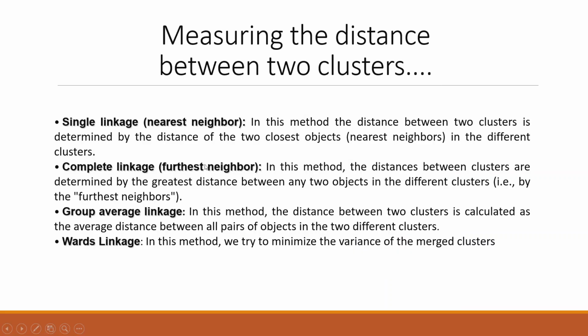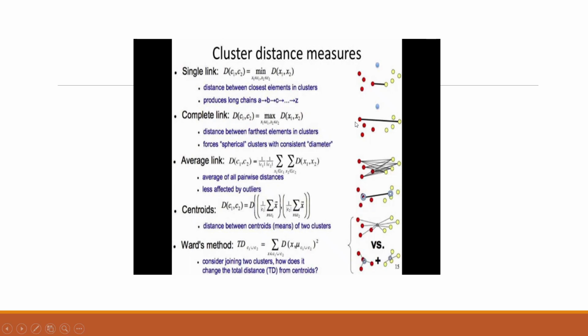Second method, complete linkage, or furthest neighbor. In this method, the distance between clusters is determined by the greatest distance between any two objects in the different clusters. So the farthest points in both clusters are considered.